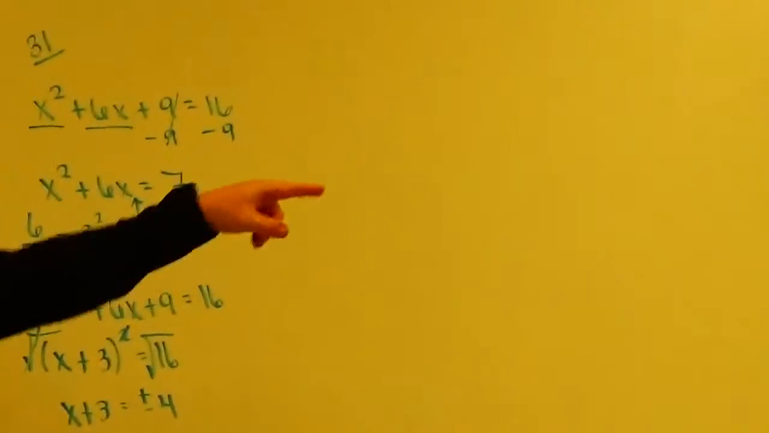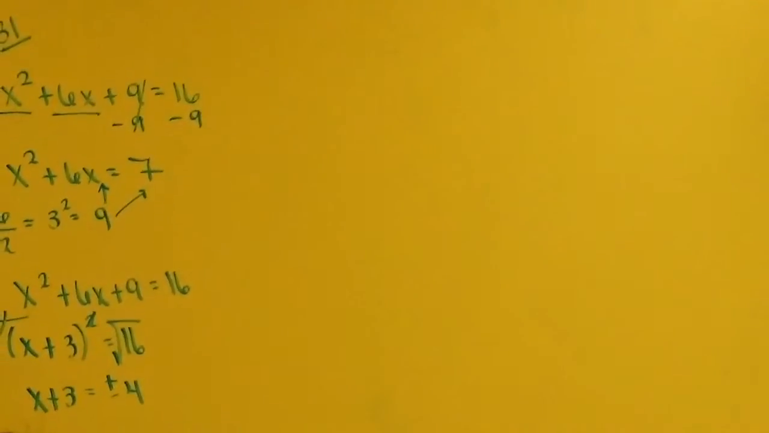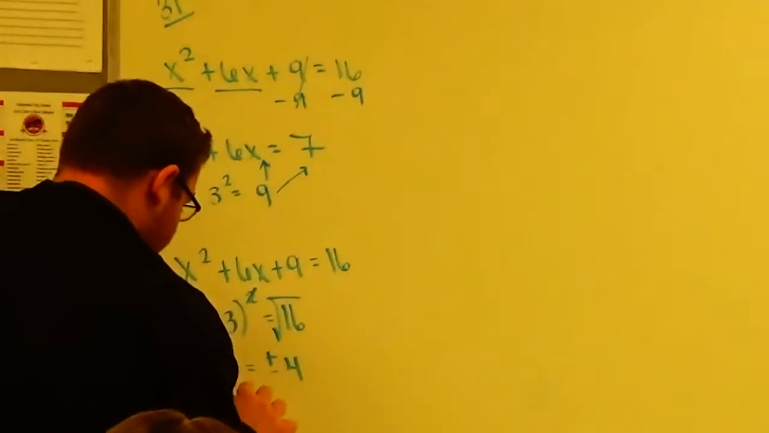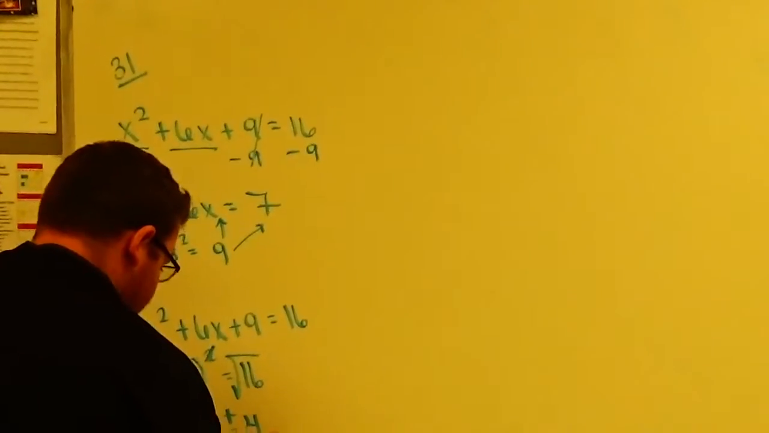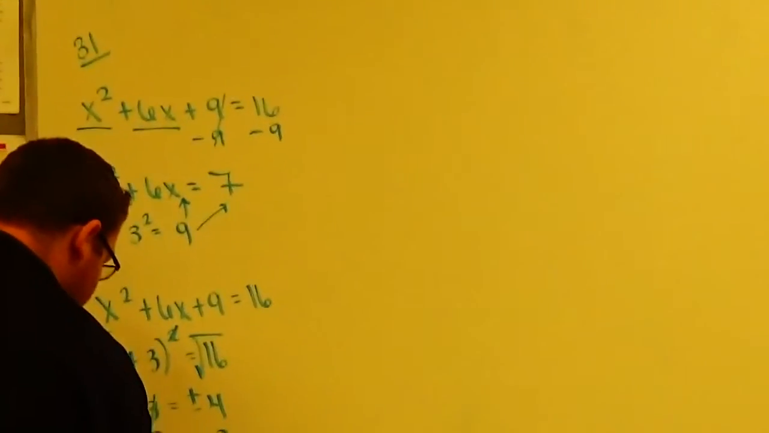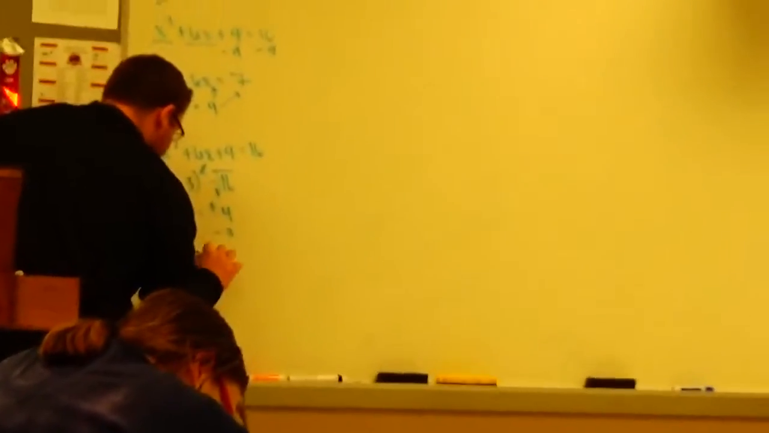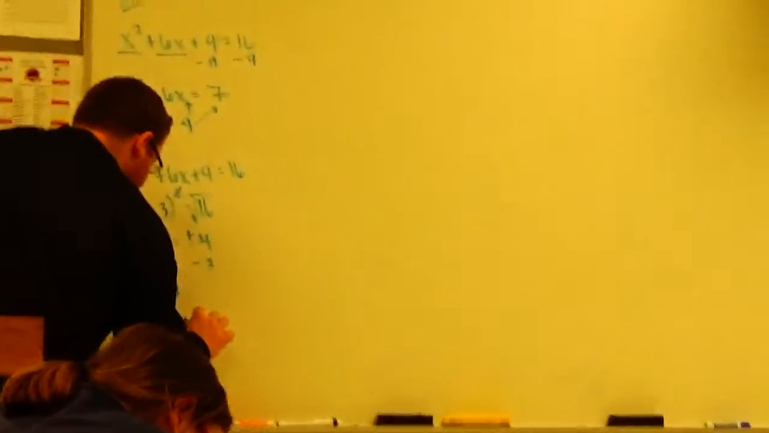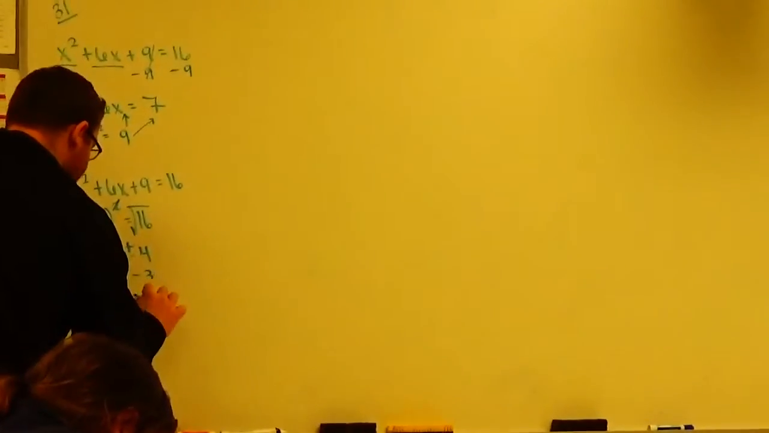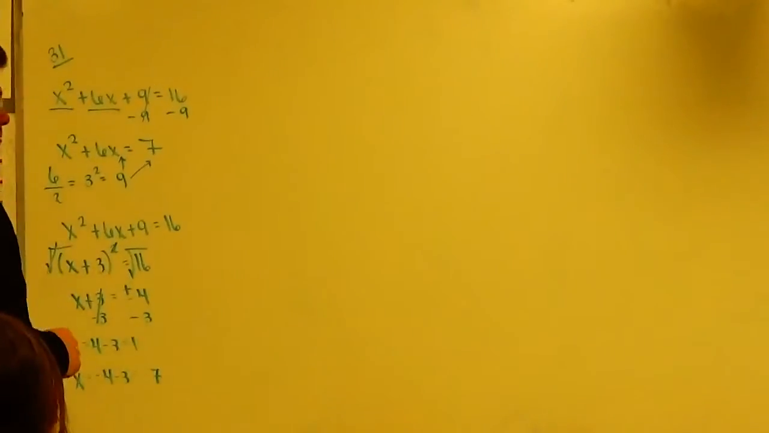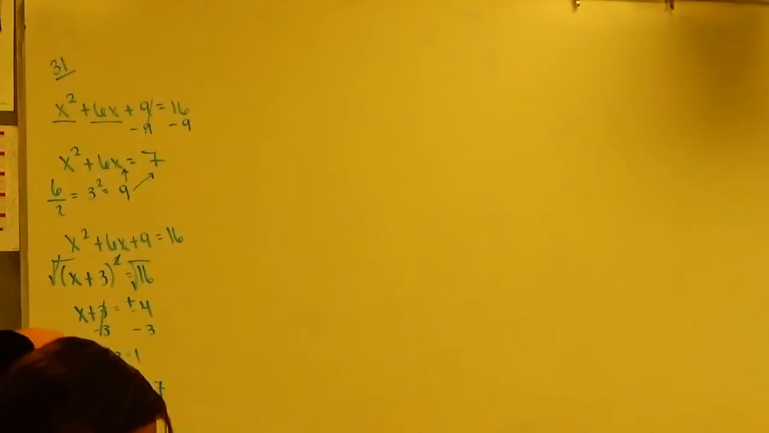All right, the last step tells us to do what? Solve for the variable. Subtract 3. So x equals 2 different equations. We have a positive 4 minus 3 and a negative 4 minus 3. That positive 4 minus 3 is 1. Negative 4 minus 3 is negative 7. All right?